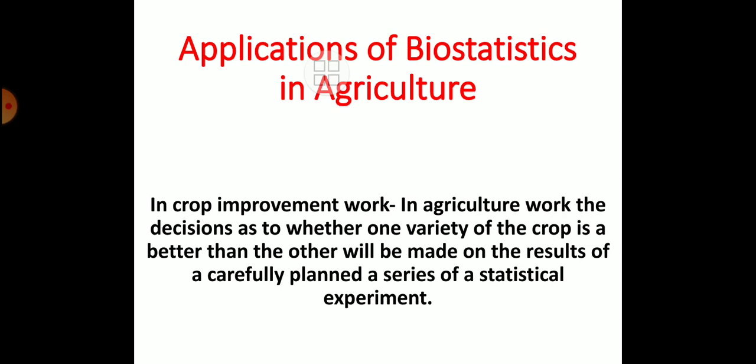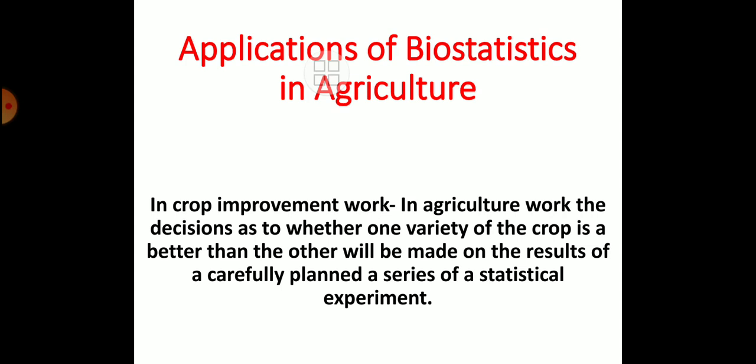In agriculture work, the decision as to whether one variety of a crop is better than another will be made on the results of a carefully planned series of statistical experiments. So we design the experiment, isn't it? To design the specific experiment to find out which crop variety is better. And for designing the experiment, there are various ways from a statistical point of view, and then finally we have to come to the conclusion.